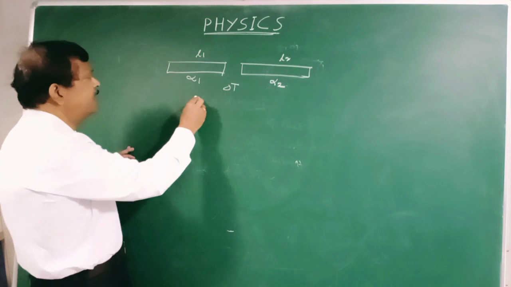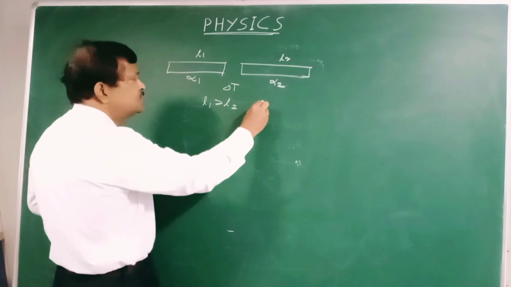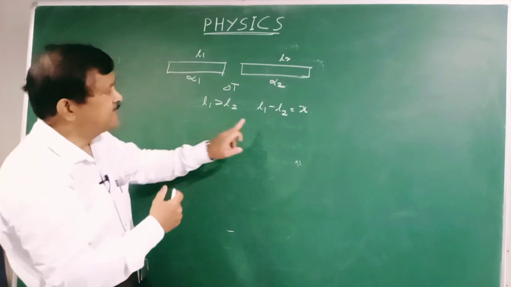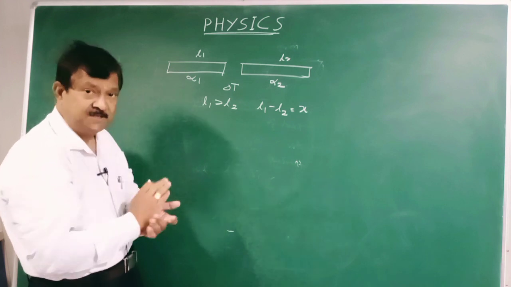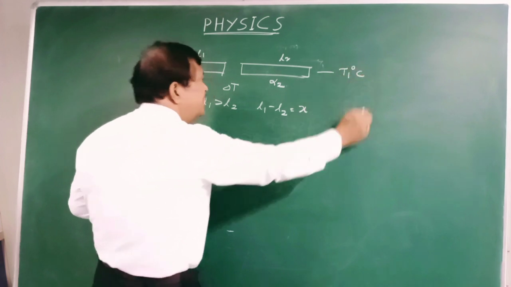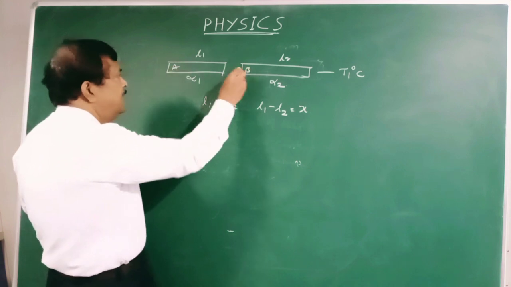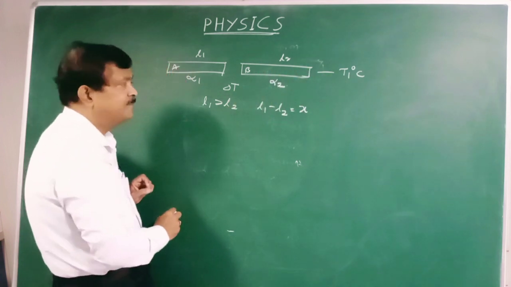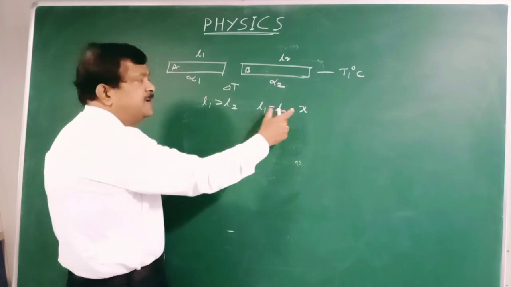Now let us say that L1 is greater than L2, so the difference between their lengths, let us say, is x. The difference between the lengths of the two rods, let it be x, and I want it to be a constant at all temperatures. Initially, let us say we are taking both the rods at a temperature T1 degree centigrade. The first rod, let us say, is A and this rod is B, made up of different materials, but both are initially at the same temperature T1 degree centigrade. The length of the first rod is more than the second rod, so that the difference between them is x.